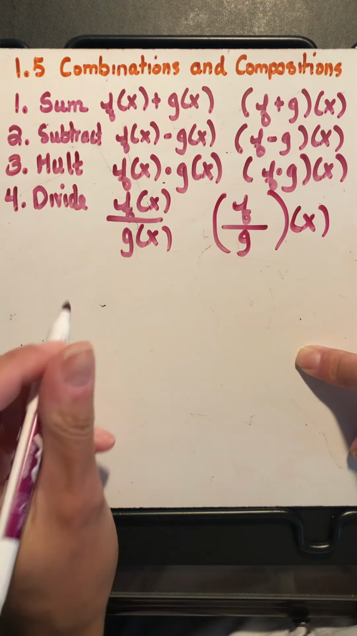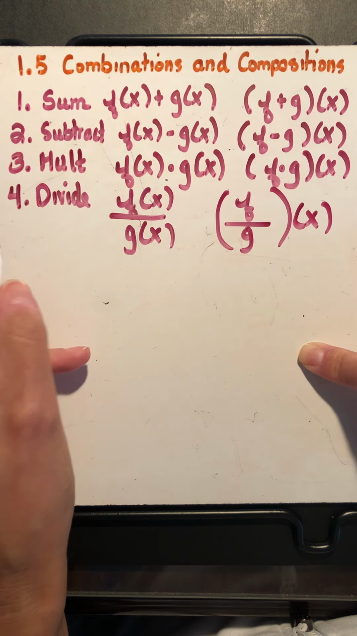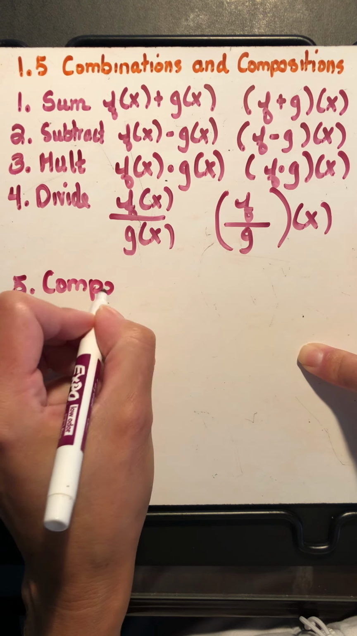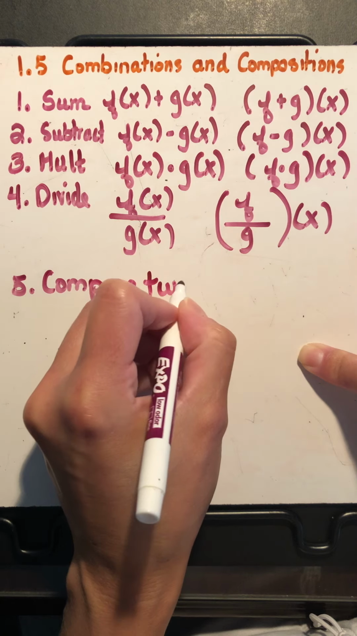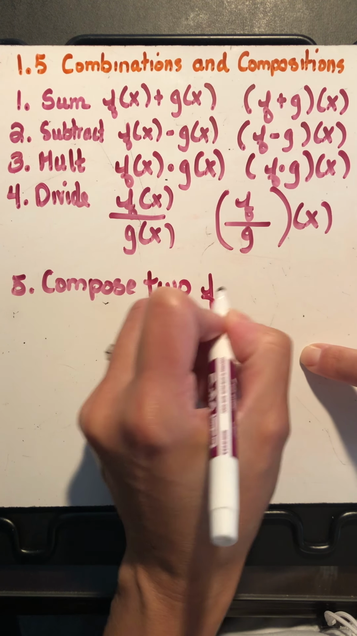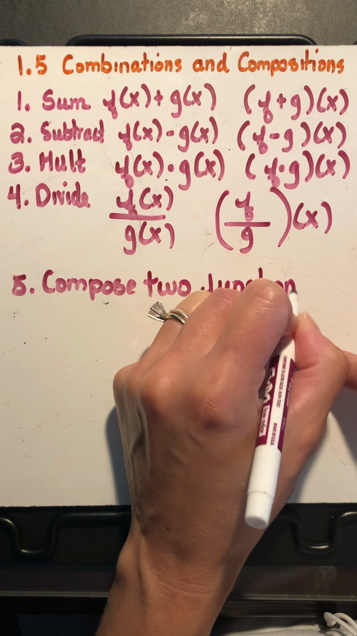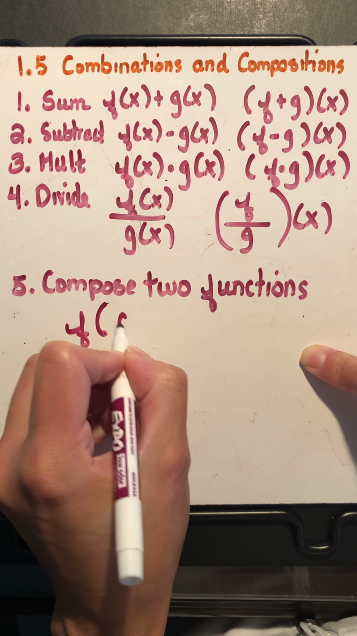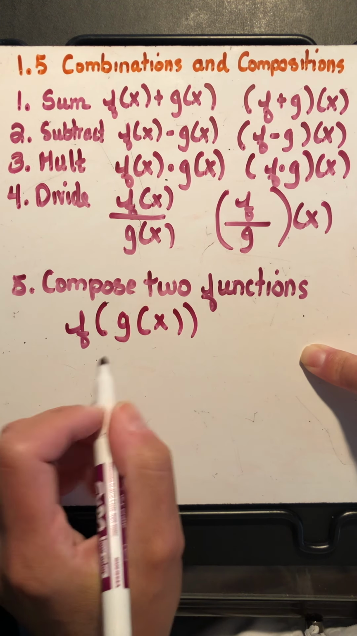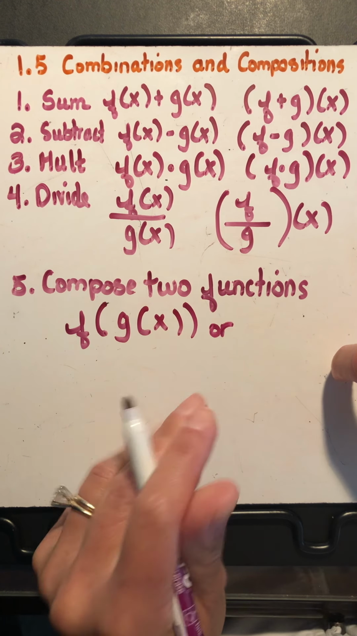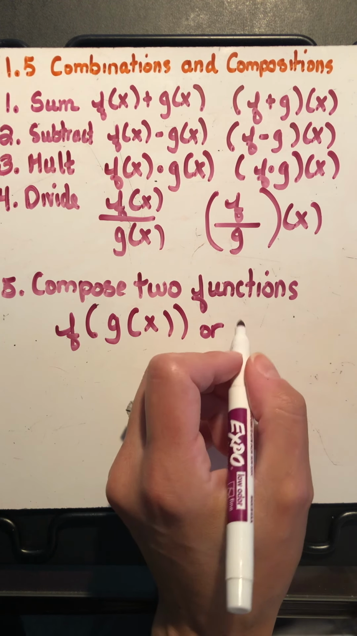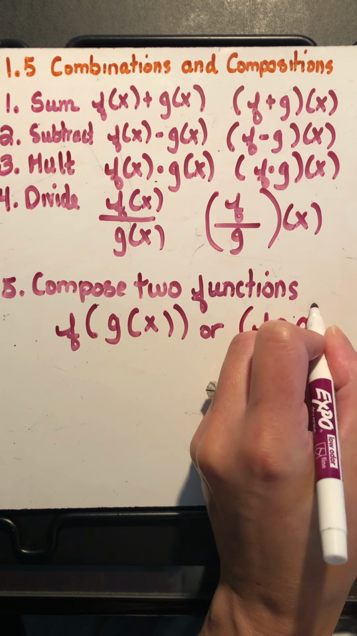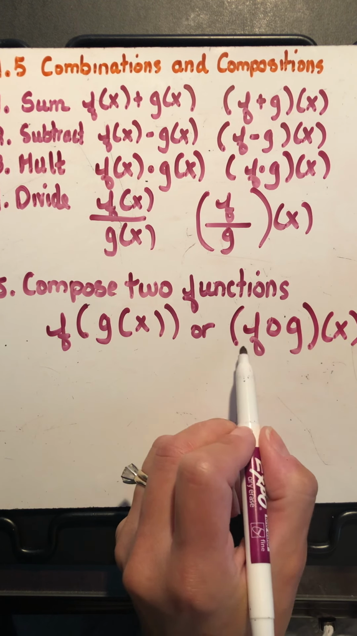And finally, you can compose two functions. You might be thinking, what do you mean by compose two functions? Well, that means literally taking one function and putting it inside of another, and I'll demonstrate that in a second. You'll see the following notation. You'll either see f of g of x, or you'll see, and this is a notation I do not like, but I have to teach you, big parentheses, f, open circle, g, x. So this also reads f of g of x.